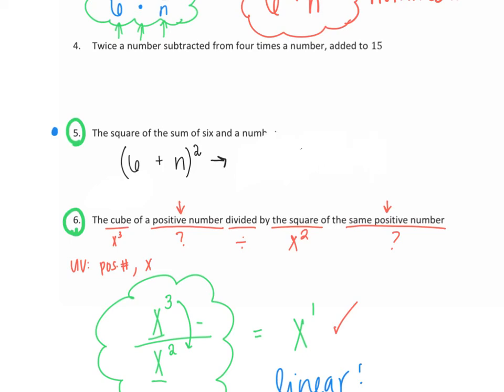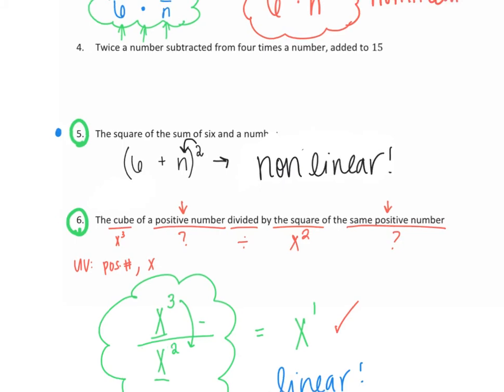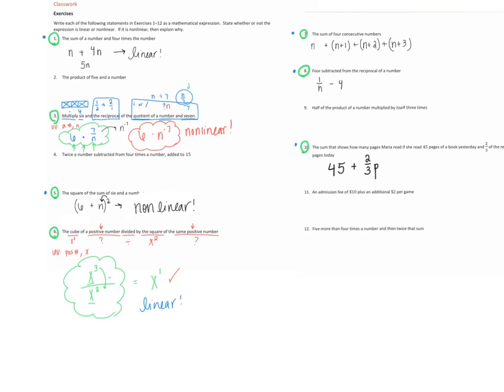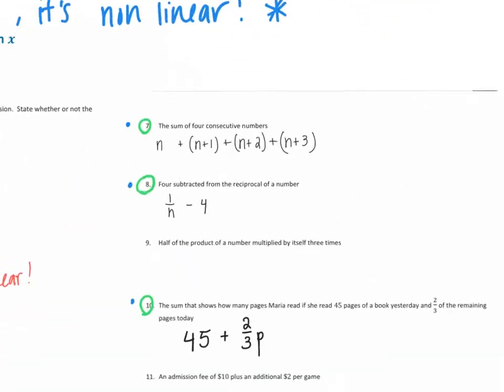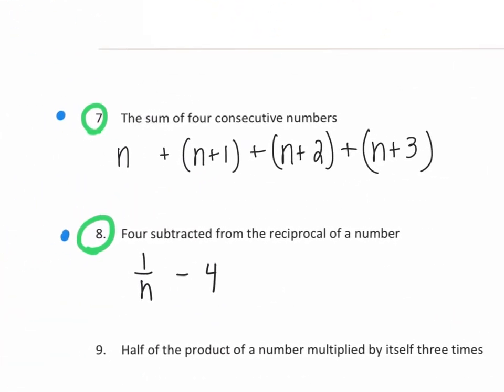However, you know that parentheses mean to distribute, and if I were to distribute that square to the n and the 6, it would come out as 6 squared plus n squared. And if the n is being squared, that is nonlinear, because we can only have an exponent of 0 or 1. Okay. Moving on to number 7, the sum of 4 consecutive numbers.